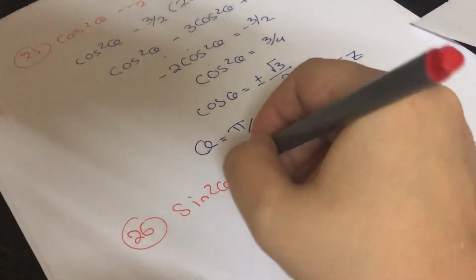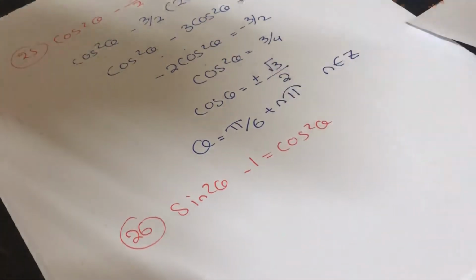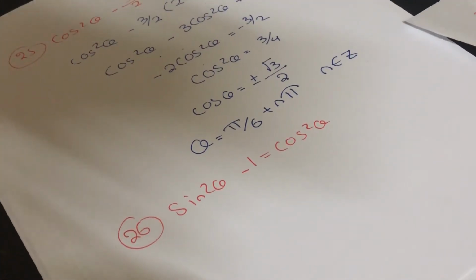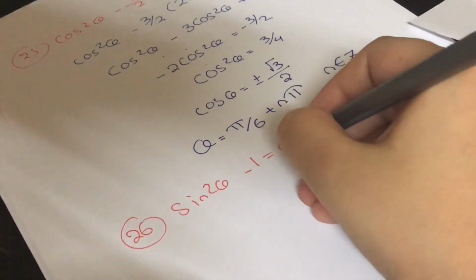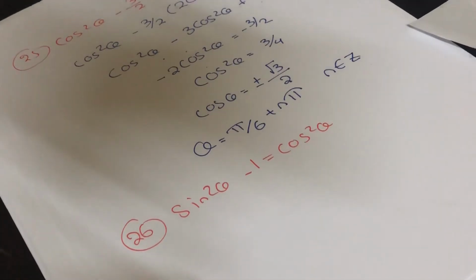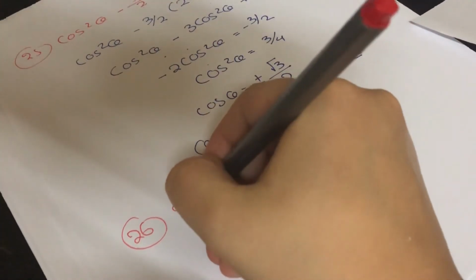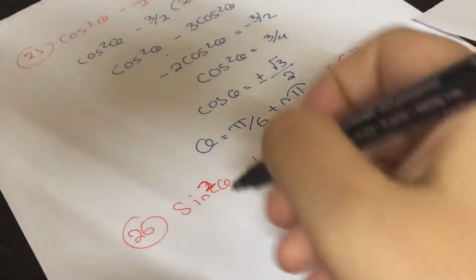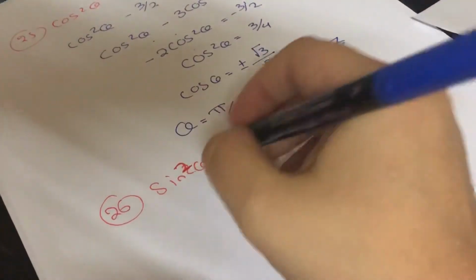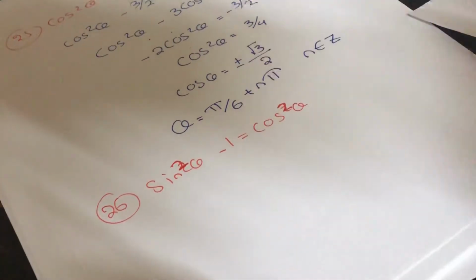26. Sine squared theta minus 1 equals cosine squared theta. I don't need double angle identities here, by the way. Anyways, I can think when, without thinking, I can definitely know that the answer is pi over 2, because sine squared theta minus 1, 1 squared minus 1, would give me 0, which is cosine squared theta. Only at pi over 2 this will happen.